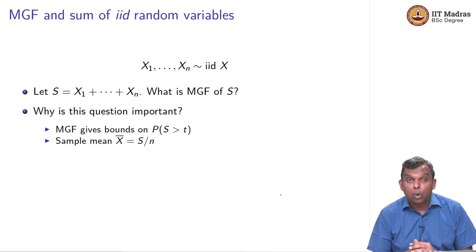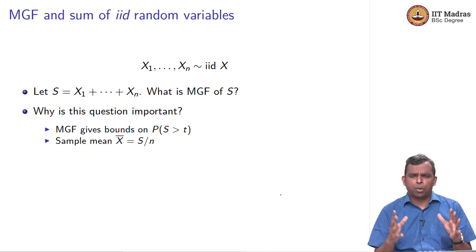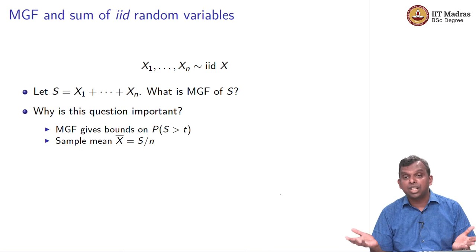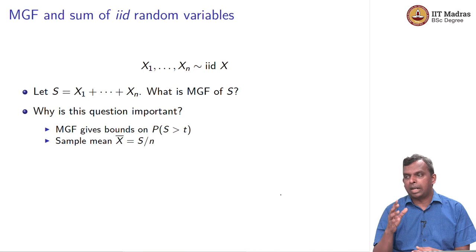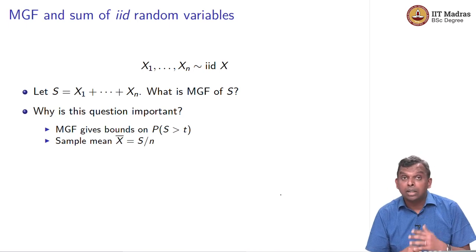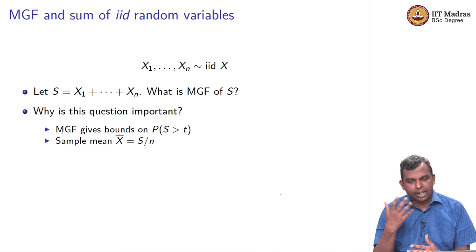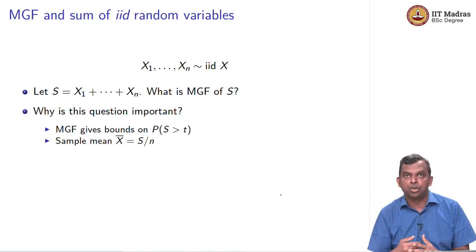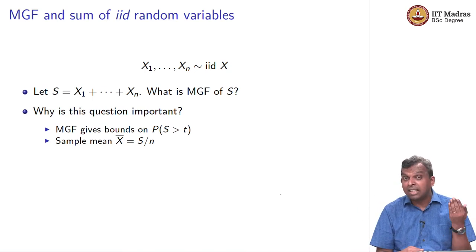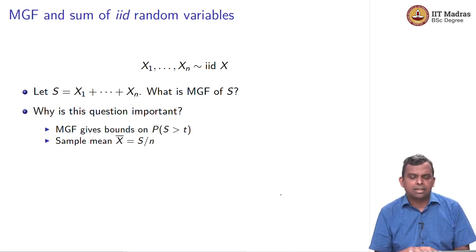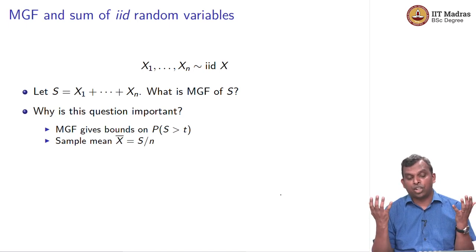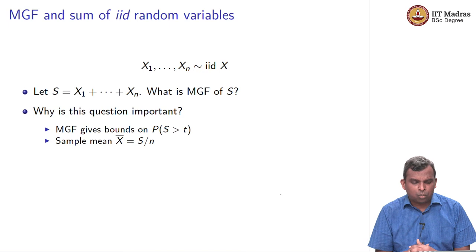Now another wonderful property of the moment generating function is that it plays very well with the addition of independent random variables. The MGF is the expected value of e power lambda X. Now I'm going to take X1 to Xn as IID samples distributed according to the distribution of X, and define the sum of these random variables, S equals X1 plus dot dot dot plus Xn, and then ask the question: what is the moment generating function of S?